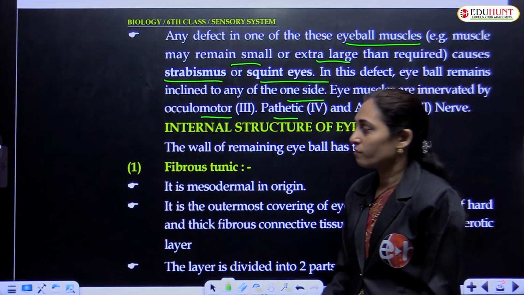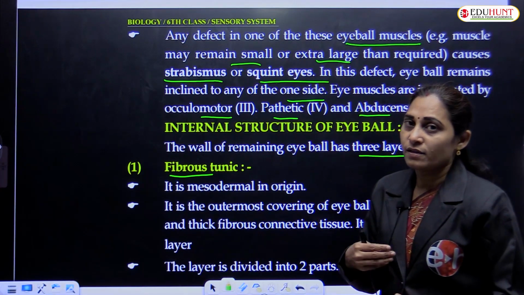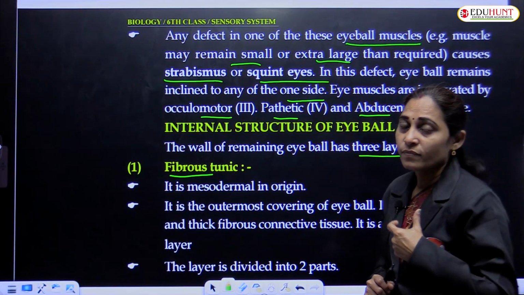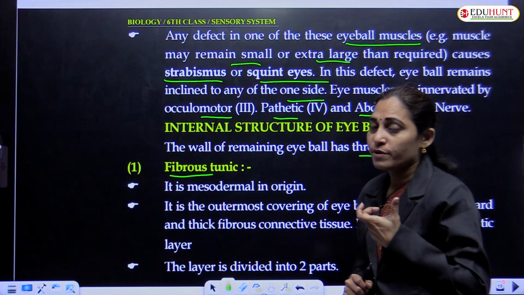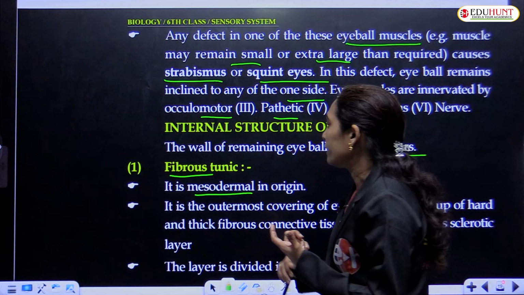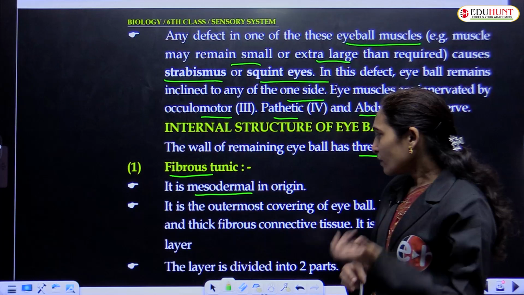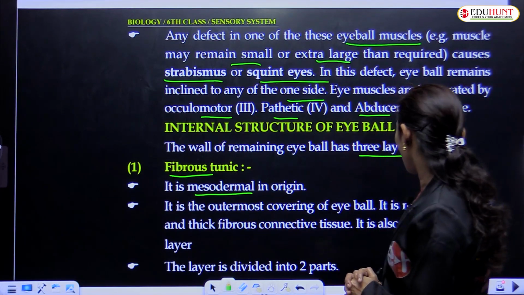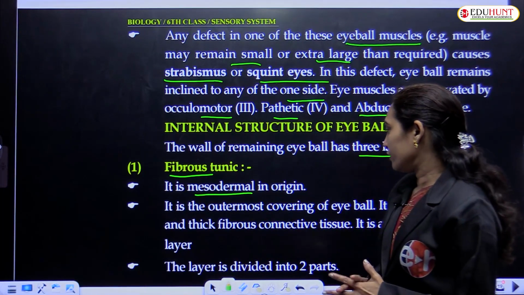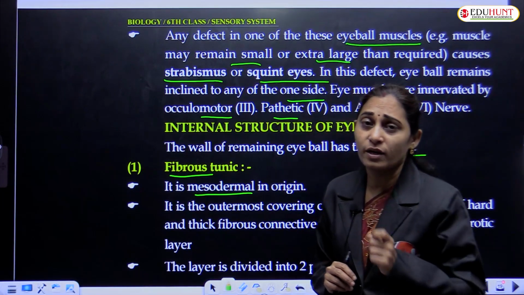Fibrous tunic. Fibrous is somewhat related to the connective tissue, white in color. This outermost layer originated from the mesoderm of the embryonic layer. It is the outermost covering of the eyeball and made up of thick, hard connective tissue, fibrous connective. Fibrous అనగానే మనం గుర్తుపెట్టుకోవాల్సింది ఏంటంటే connective tissue. It is somewhat related to connective tissue.